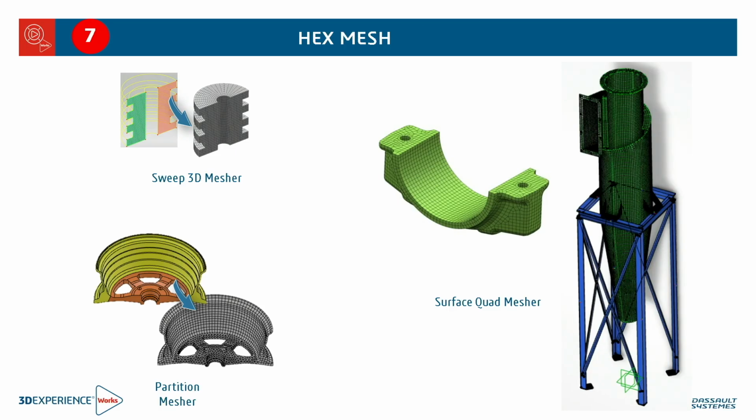And in addition, we have the partition mesher. So here in this part, you can see that the yellow part is swept mesh, and the orange part is tet mesh. And so you can have a complex part that can't be all swept, but have a combination of both. And when you use this partition mesher, the software automatically connects the two regions in the background for you. So convenient and time saving.